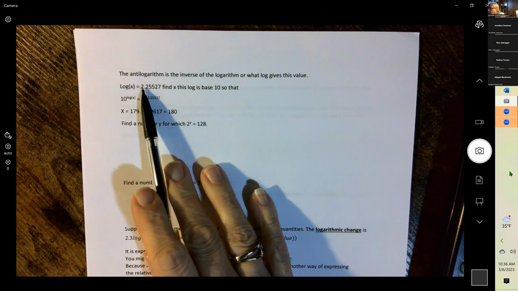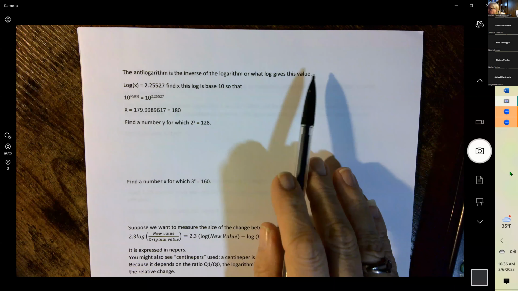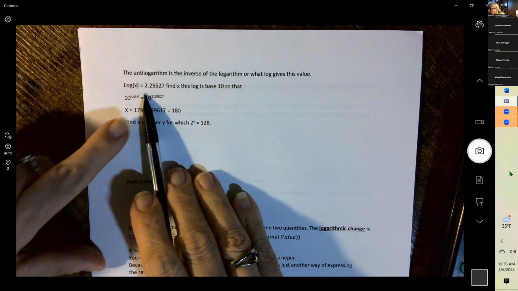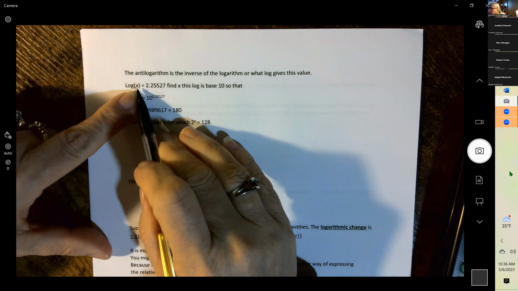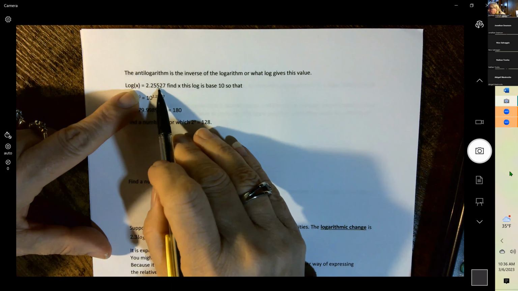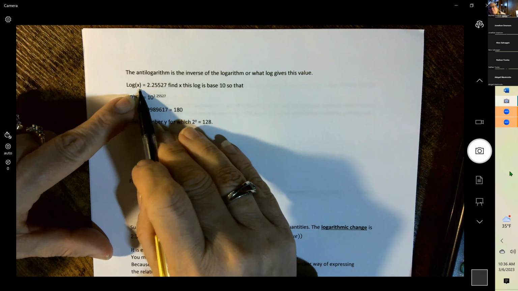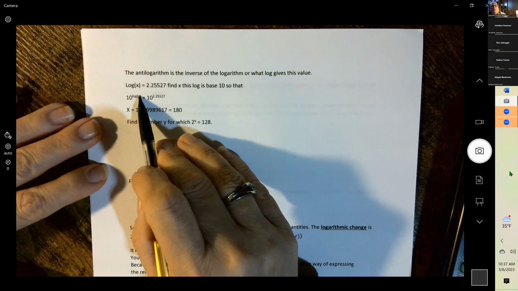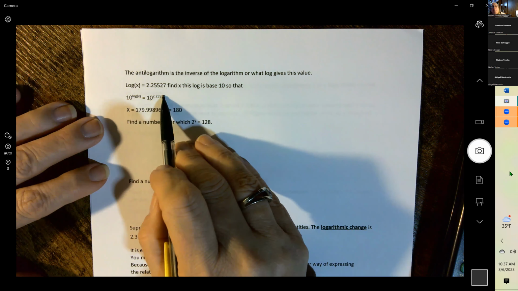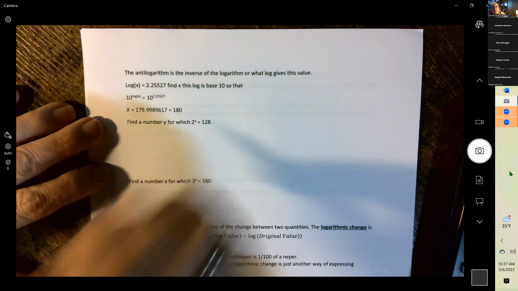The anti-logarithm is the inverse of the log, or what the log gives you. For instance, if we wanted to find x, and we knew the log was 2.25527, when there's no base, it's base 10. So this can be written as 10 to the power. So that's one way of looking at it. And then you just take 10 to that value.